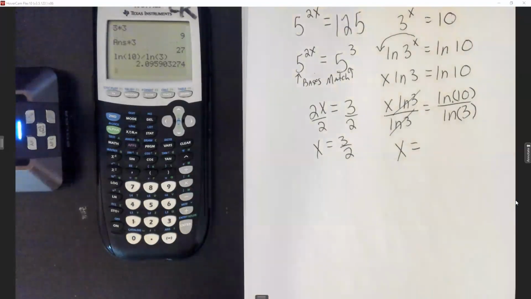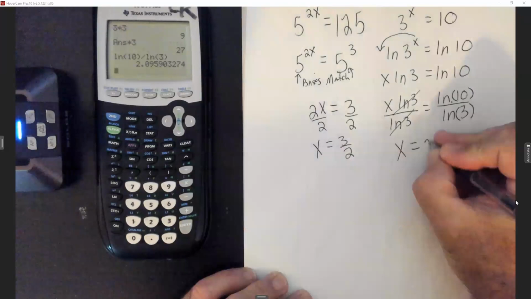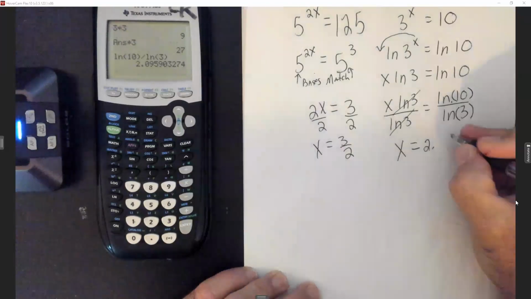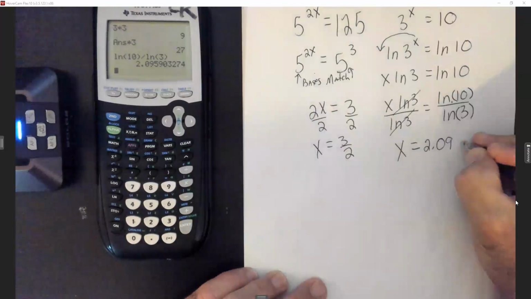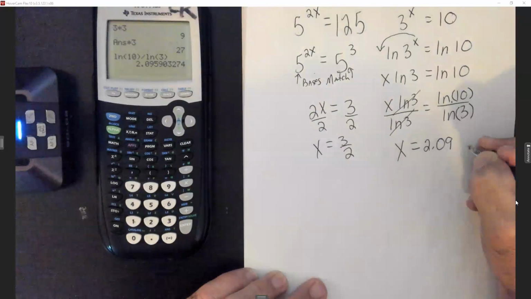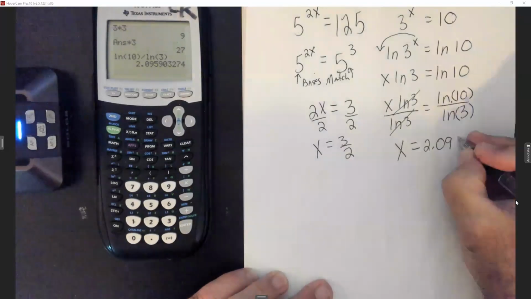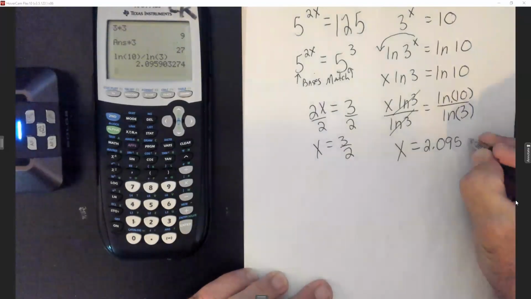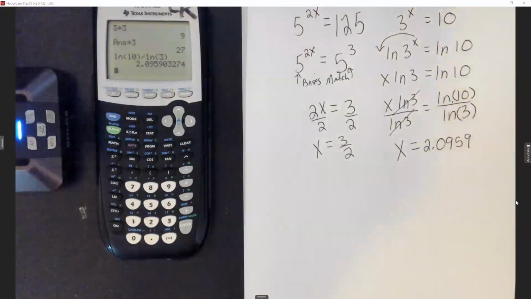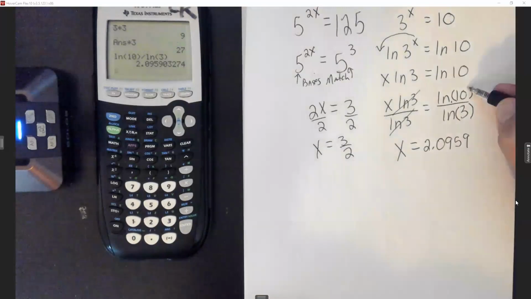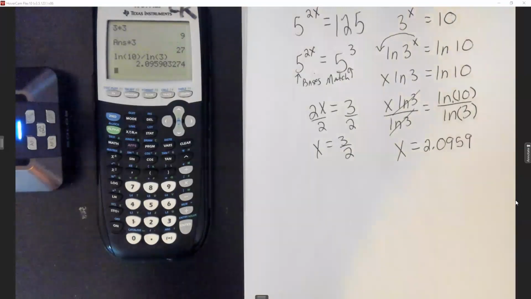And then I'm rounding this one out to 4 decimal places. So that looks like a 2.09. Ooh, that 5.9 is going to stay a 5.9. So I'm going to make that a 0.959. And then that'd be my final answer. All you gotta do is make sure you close parentheses if you're using the calculator.